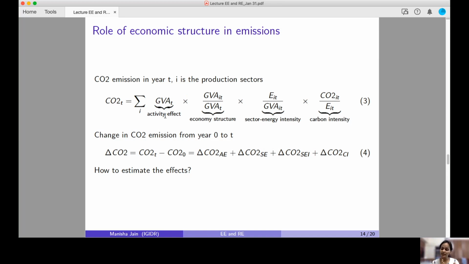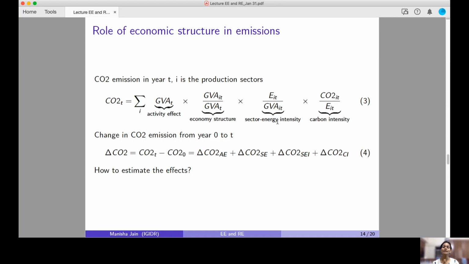There can be shift in the structure of the sector also. Now in manufacturing also I can shift more towards production of iron and steel, which is more carbon intensive. So that's why I do not call this energy efficiency here, because this is still sector energy intensity.